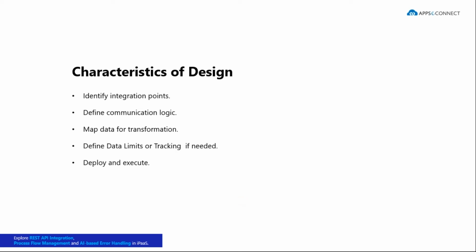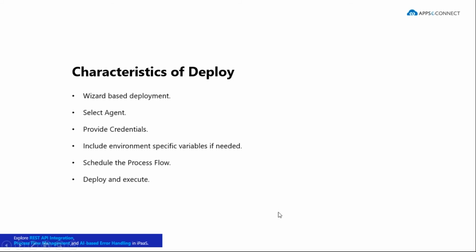The mapping is also an important step to consider. Yes, mapping is a very important step. Mapping is to transform the data as per the application into which it will be pushed. So after mapping is done, the only step left is to deploy and execute. The deployment step is very easy. There is a wizard which will guide you through all the steps. And all you have to do is just follow the steps mentioned in the wizard.